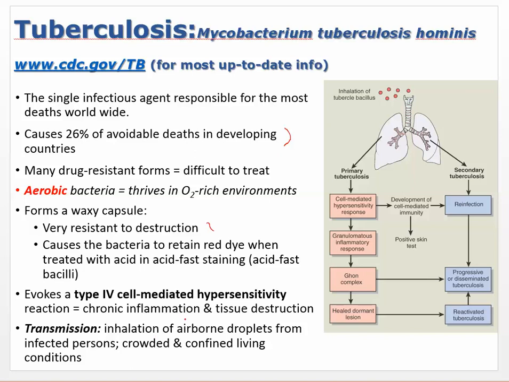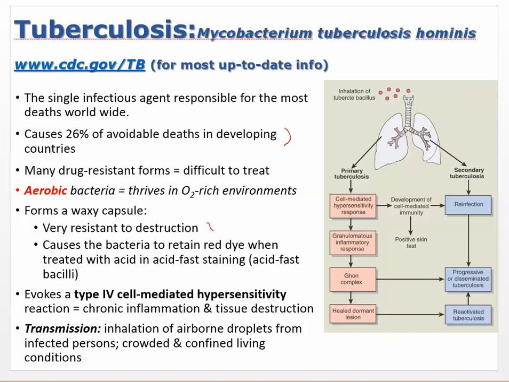So transmission, how is it transmitted? Inhalation of airborne droplets. Okay, somebody who has TB coughs on you, and then you inhale it, and it's already in your lungs, and that's a great place for it to get started. So droplets from infected persons, crowded and confined living conditions can lead to that.